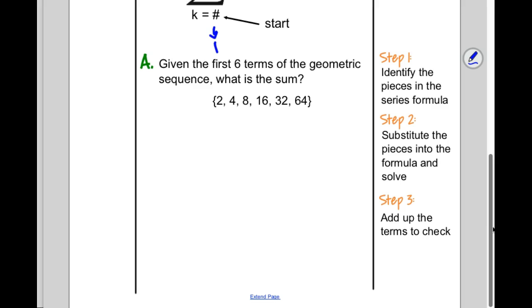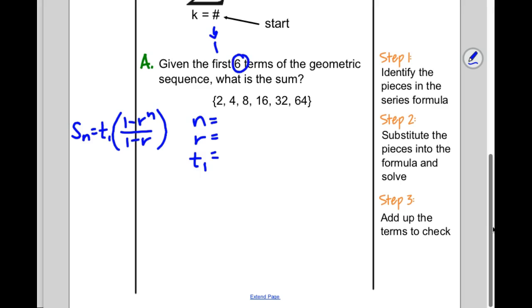We know that our formula is S sub n equals term 1 times 1 minus r to the n over 1 minus r. And so that means I need to know n, I need to know r, and I need to know term 1. Well, n, it says here, 6 terms, so n is 6. Term 1 is 2. And to get r, I'm going to take the second term divided by the first term, which is going to give us an r of 2.